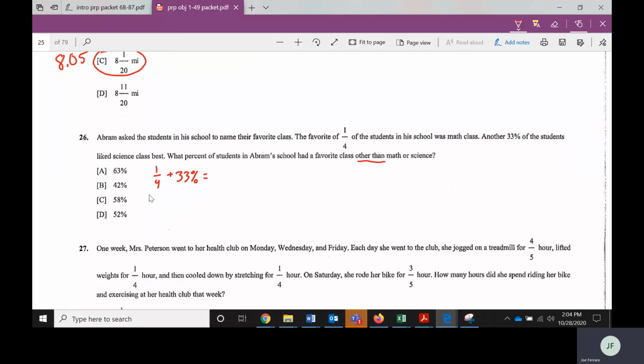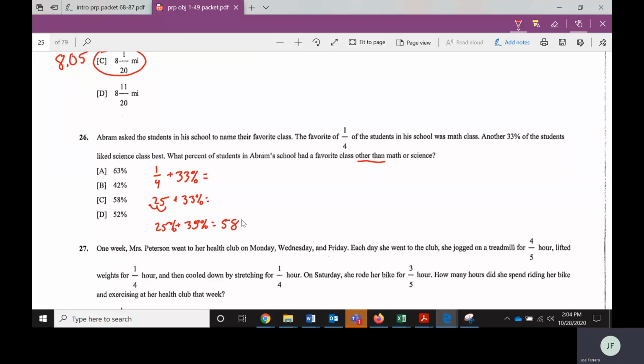1/4. Some of you might know exactly what that is as a percent. Write it down and go. That's fine. Otherwise, you might need to change it to a decimal first. Take 1 divided by 4, it's 0.25. And then to make it a percent, you move the decimal 1, 2. That should be 25 percent. 33%. And you add those up, and you're going to get 58%.